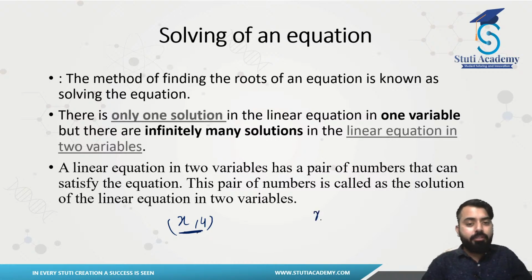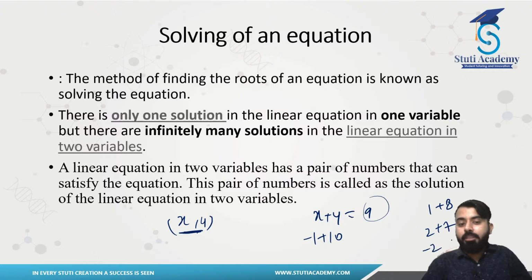See, if I have x plus y equals 9, how many ways can there be to satisfy this? You can see it will be minus 1 plus 10, that will be 9. 1 plus 8, that will be 9. 2 plus 7, that will be 9. Minus 2 plus 11, that will be 9. So you can see there are many values to satisfy this condition.